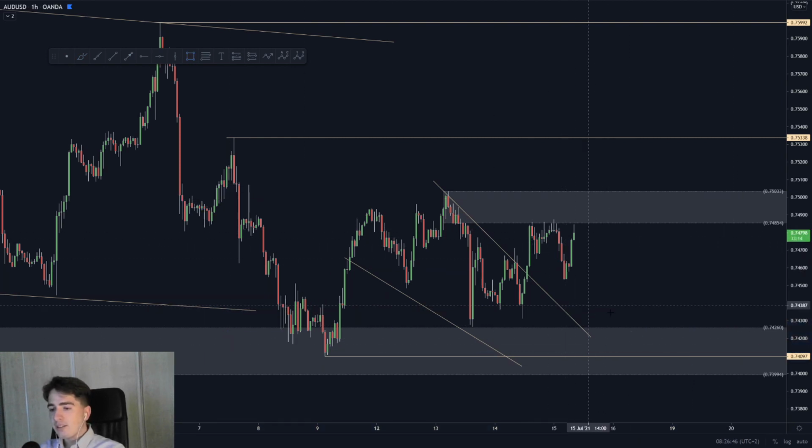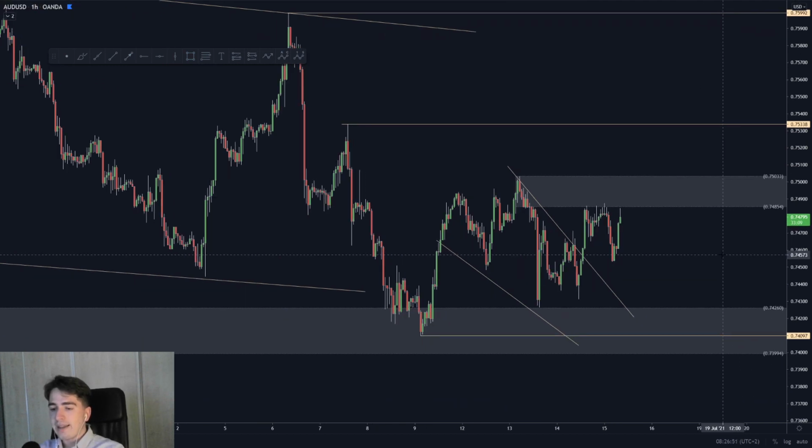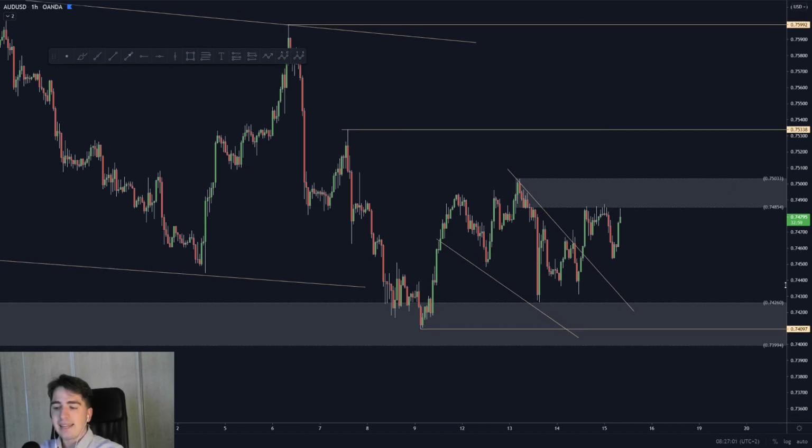So the longer we range, the bigger the move will be at a certain point in time. But for the moment now, I'm just not really that interested in trading Aussie dollar, mainly due to the fact that the pair is just a little bit too messy for me at the moment. I want to see what the DXY is going to be doing next.